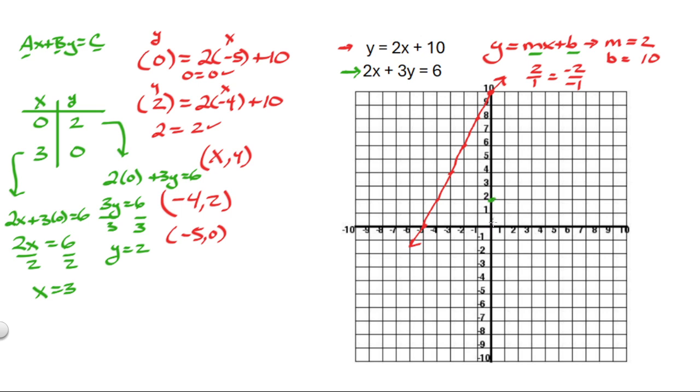So it's when x is 0, y is 2. And when x is 3, y is 0. So I have my 2 points. If I wanted to have more points, which would be good, so I can see where it crosses up here, I can just count down slope.